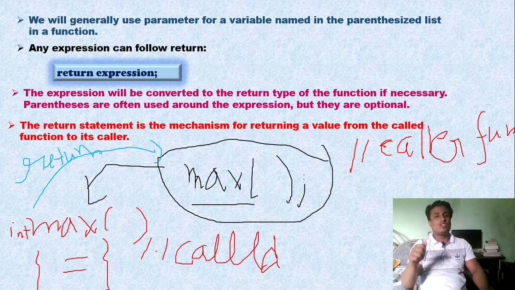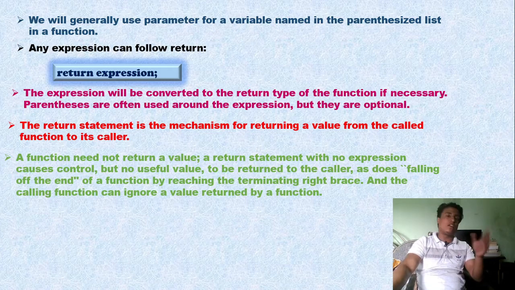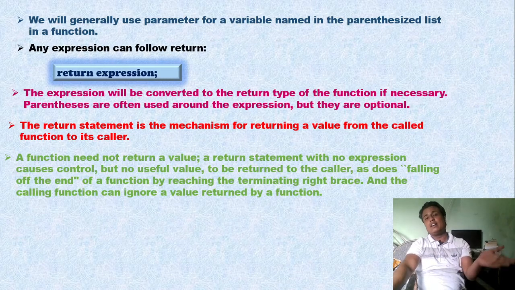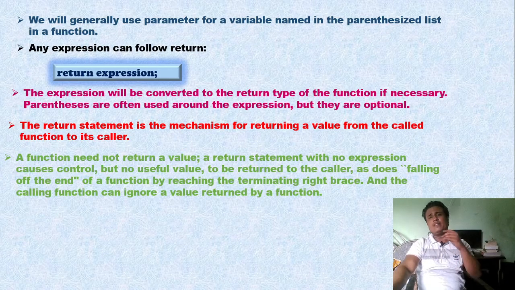Now moving on. Function did not return a value. A return statement with no expression causes control, but no useful value, to be returned to the caller, and thus falling off the end of a function by reaching the terminating right brace, and the calling function can ignore a value returned by a function. What does this mean? A function might not return a value. Suppose in the void main function, which I was using, you have seen that I didn't use a return statement there, so that function was returning nothing. As well, if you have an integer return type in a function and you call return without returning anything, it will just come out of the function whenever it encounters the right brace.